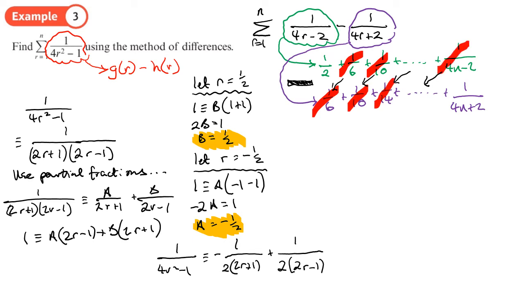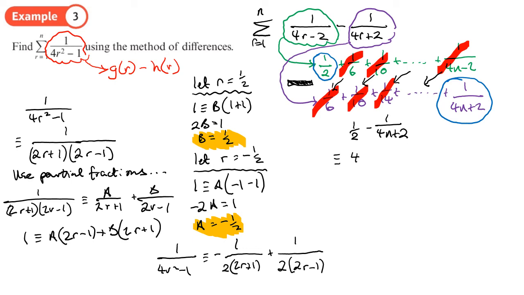And all that's left is going to be, let's circle them, this term minus this term. So all that leaves is 1/2 minus 1 over 4n plus 2. Right, so like we did before in a previous one, let's put these together so they're over the same denominator.